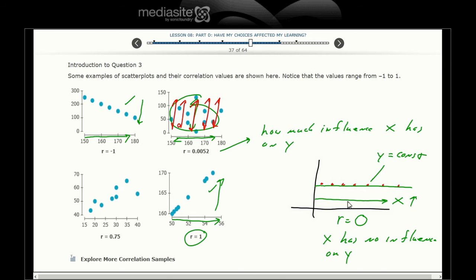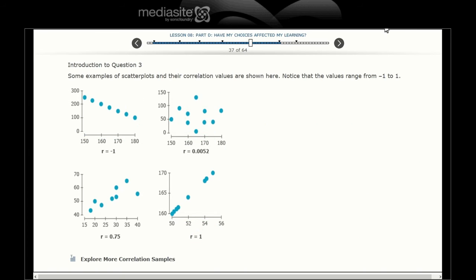This is one that trips a lot of people. Hey, it's a perfectly straight line. I can draw a straight line through it. It's got to be R equals 1. No, it's R equals 0, because no matter what the value of X is, Y is not changing. X does not influence what Y is. All right, enough of that.